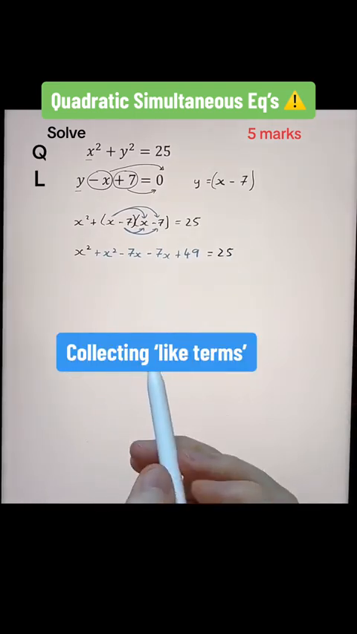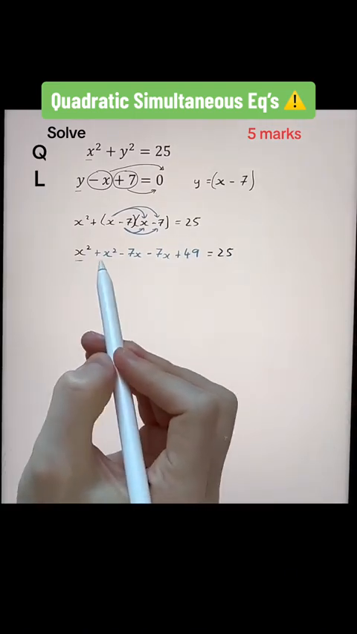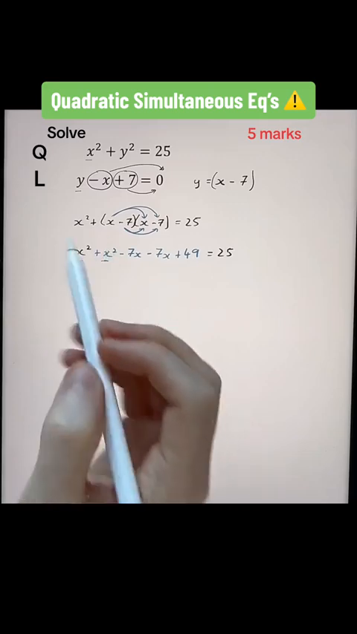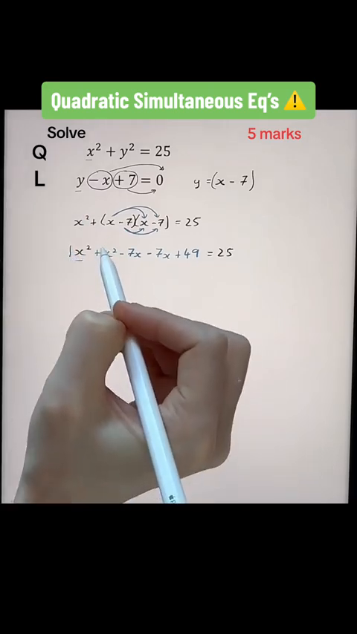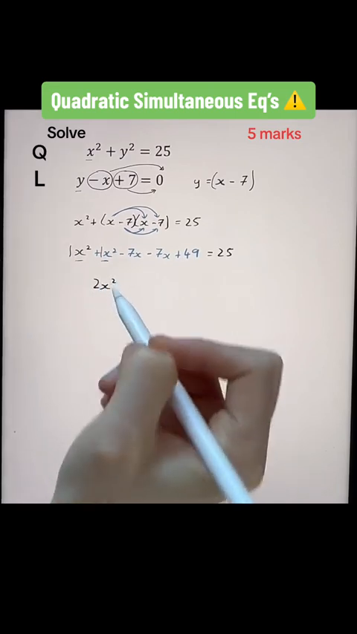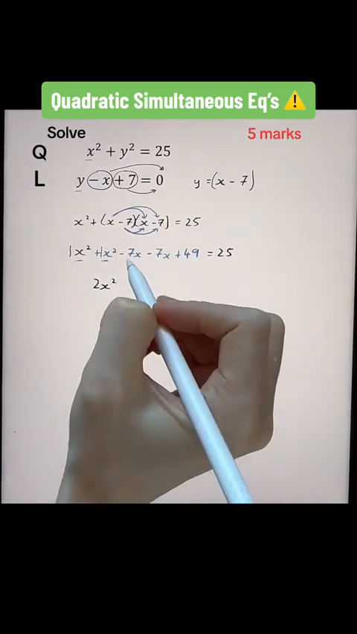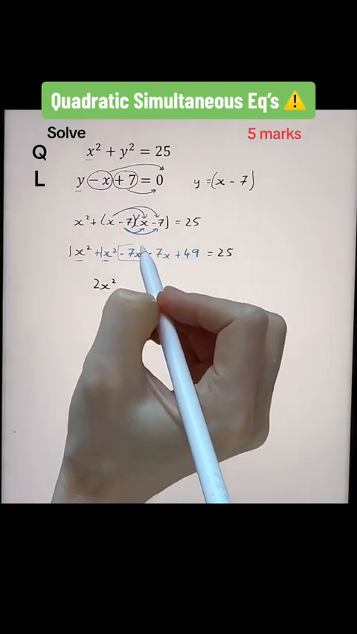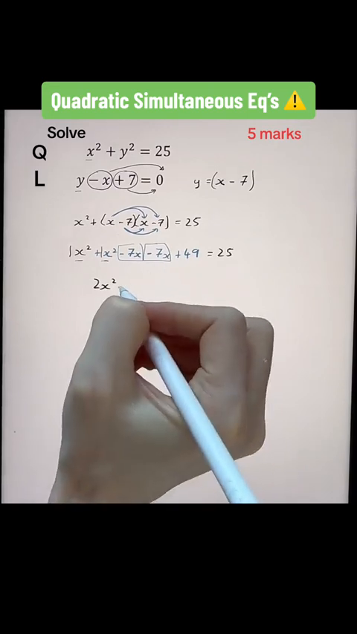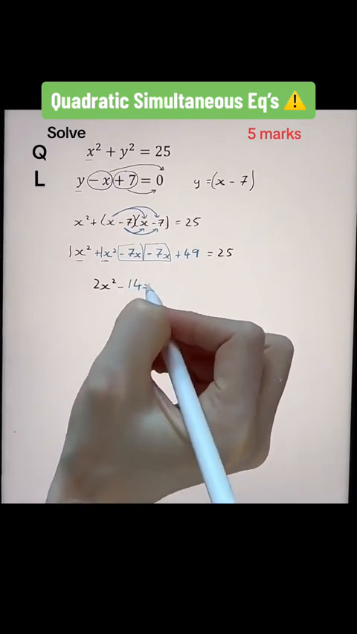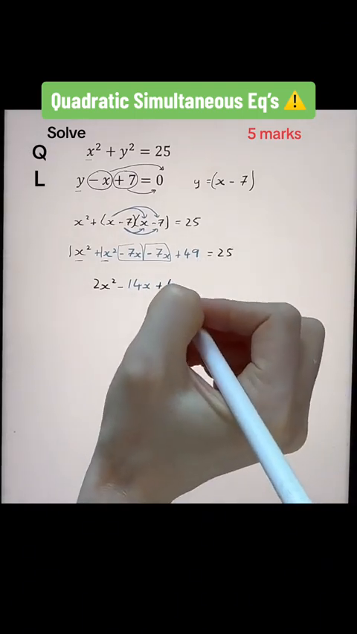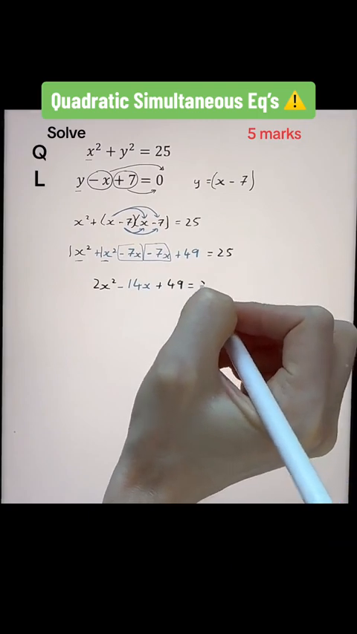Collecting like terms on the left-hand side. Here I have x squared plus x squared. They're like terms as they both end in x squared. If there's no number in front of the term, the number is 1. So one lot of x squared plus one lot will give us two lots of x squared. Collecting my single letters of x, here I've got negative 7x, subtract another 7x. Negative 7, take away another 7, will simplify to give us negative 14x. I've still got plus 49, and on the right-hand side my equation is still equal to 25.